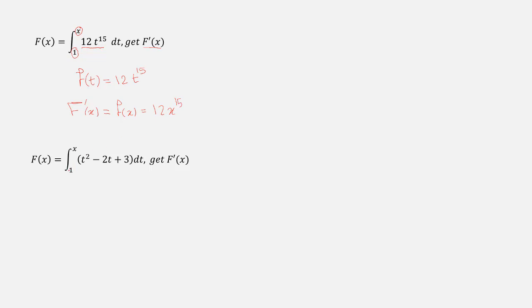In this example it is also the same. The upper limit is x, the lower limit is the constant 1, and they want F dash of x. We have the function f of t equal to t squared minus 2t plus 3, so F dash of x will be equal to x squared minus 2x plus 3.